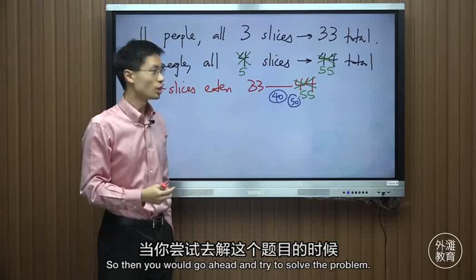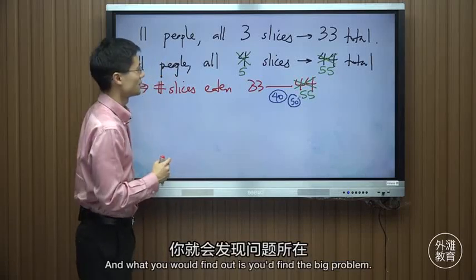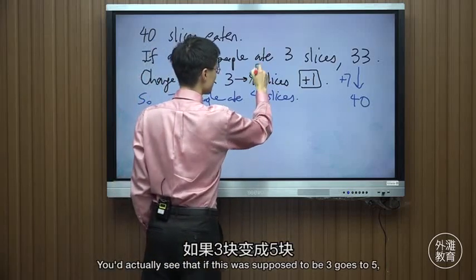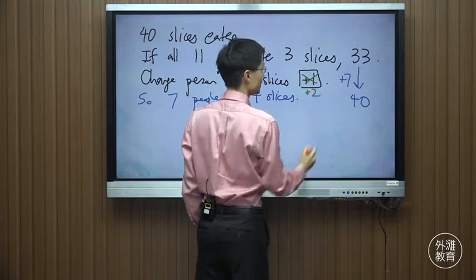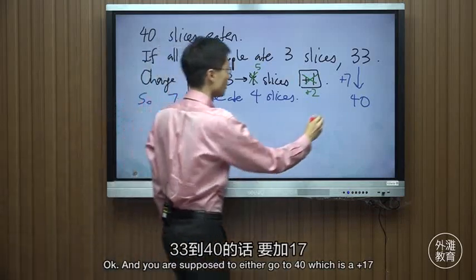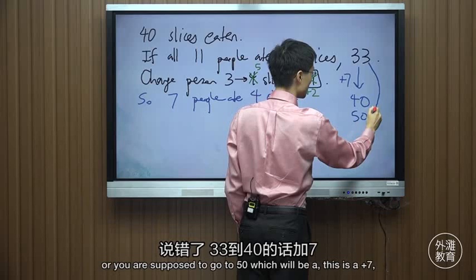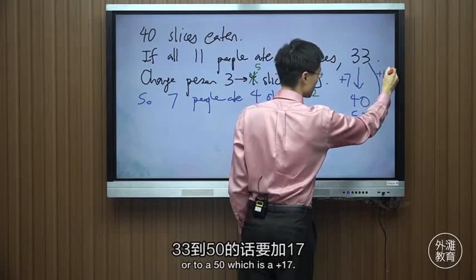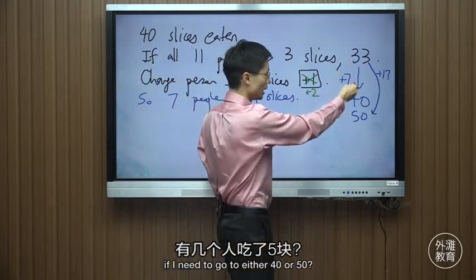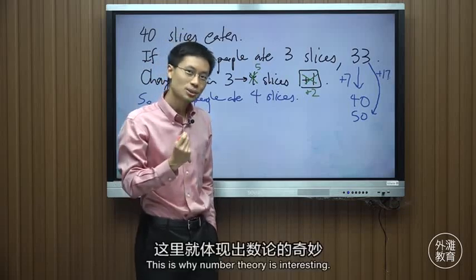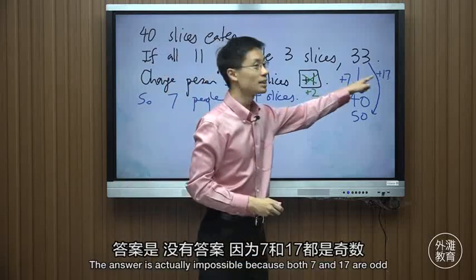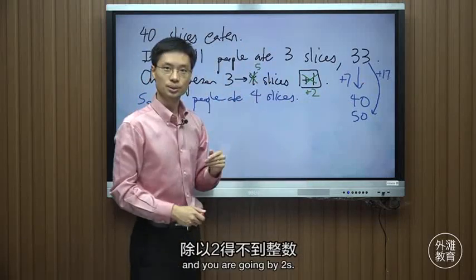So then you would go ahead and try to solve the problem. And what you would find out is you'd find a big problem. You would see that if this was supposed to be 3 goes to 5, this would go by +2. And you're supposed to either go to 40, which is a +7, or you're supposed to go to 50, which is a +17. So now let me ask you, how many people ate 5 slices if I need to go to either a 40 or 50? This is why number theory is interesting. The answer is it's actually impossible, because both 7 and 17 are odd, and you're going by 2s.